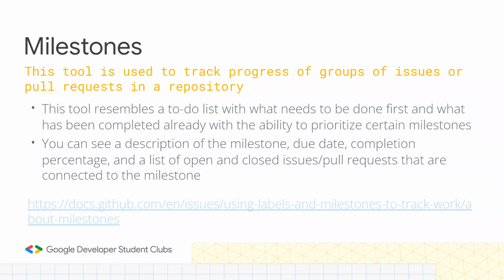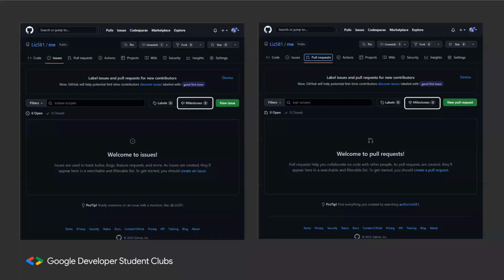You can see a description of what milestones look like, with its due date, completion percentage, and a list of open and closed issues or pull requests that are connected to this milestone. It doesn't always mean just one and one. It can be more. And here is just a picture of an example in my repository again of where I can go.